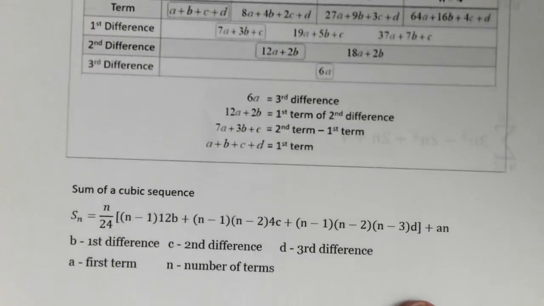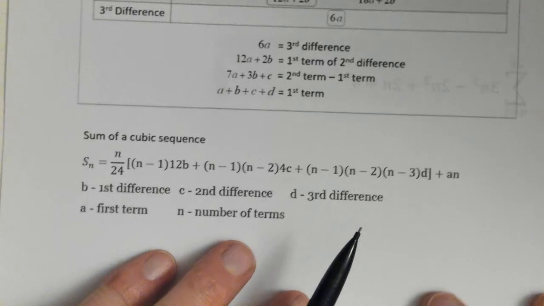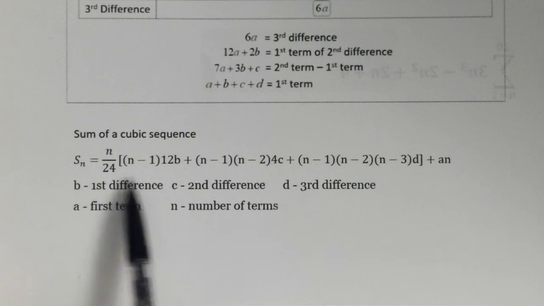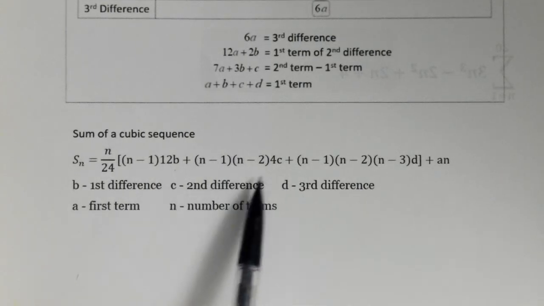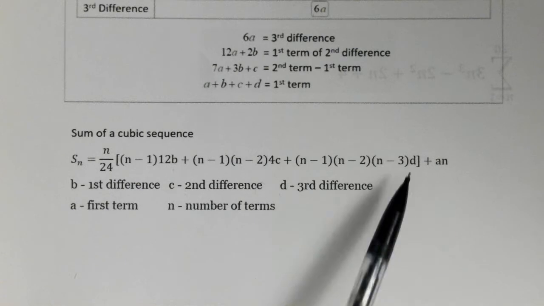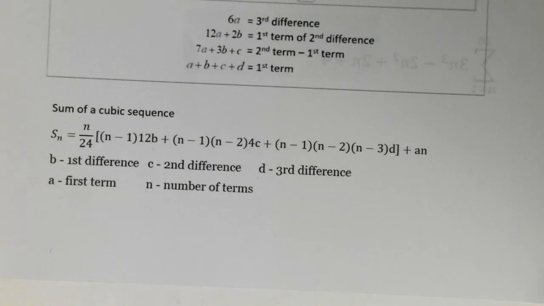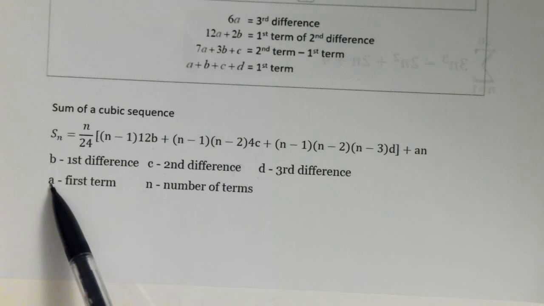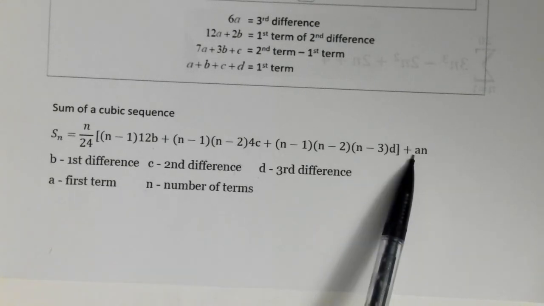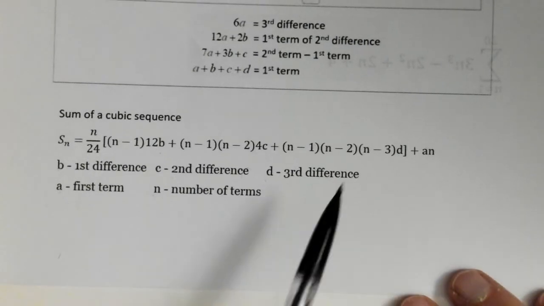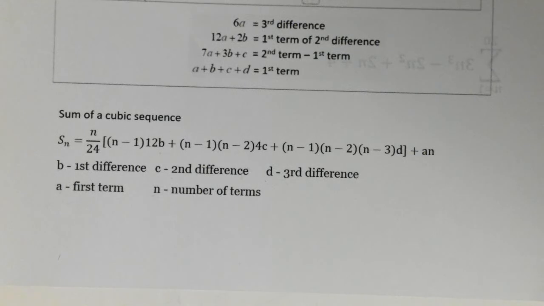We also have the formula for the sum of a cubic sequence. Here's the formula, where B is the first difference, C is the second difference, D is the third difference, A is the first term, and N is the number of terms. This one is a little different in that typically a sub 1 is considered the first term, but they just write it as an A for this particular formula. Being familiar with what each letter stands for is helpful in finding the sum. So let's practice some problems now.